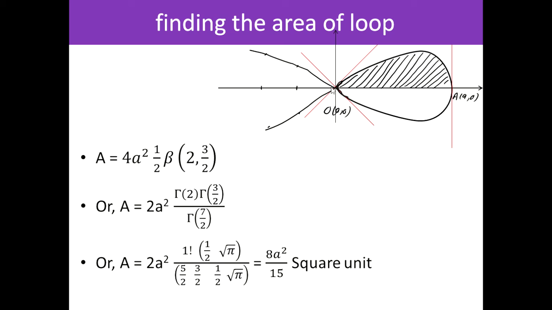We can calculate the area from minus a to plus a, minus 2a to plus a, and so on, if the question asks for it in this region also. This is the area of the loop.